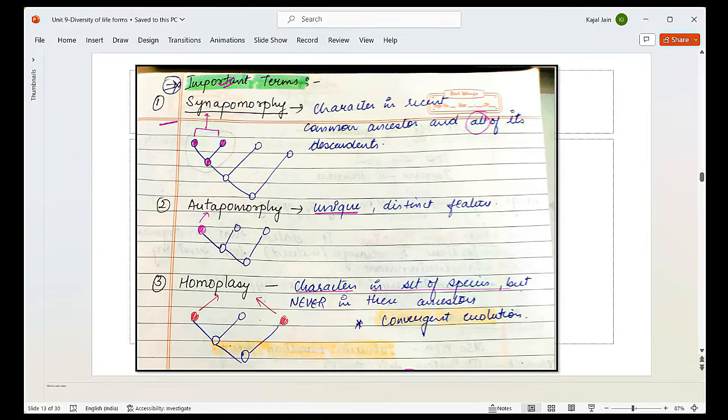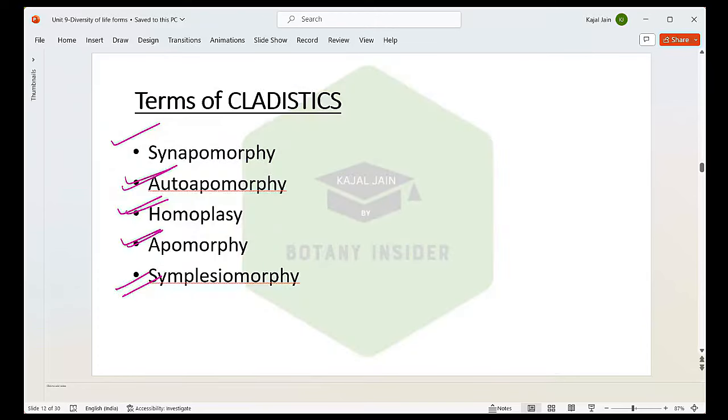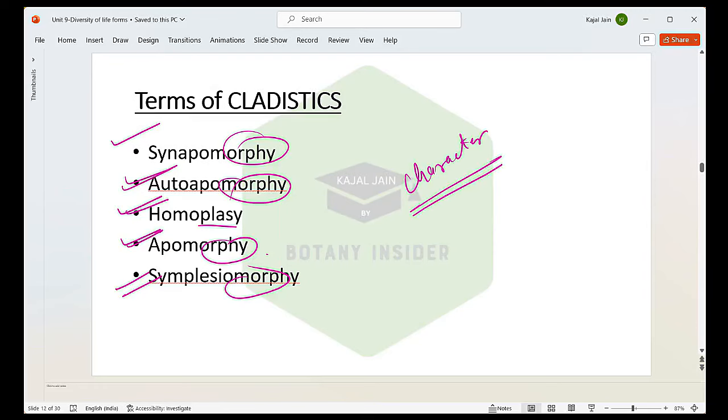First one is symplesiomorphy. Symplesiomorphy is a character. Morphy is related to morphology, a morphological characteristic that is showcased in a group. That's why in each of them, except for homoplasy, you have the word morphy, because we'll be looking into the characteristic shared, a specific character shared by a specific group of organisms.